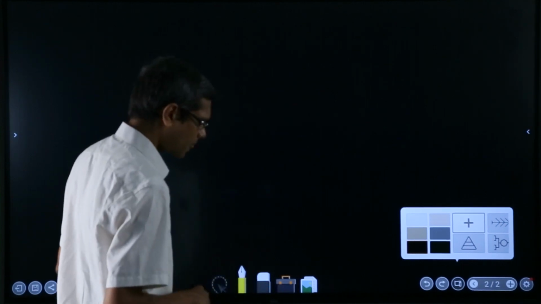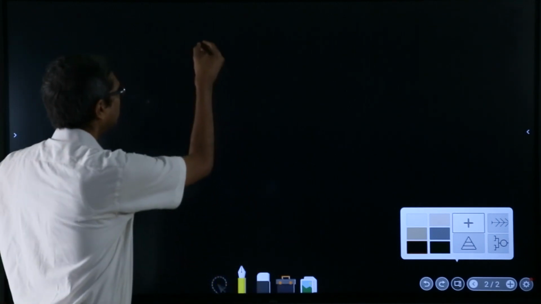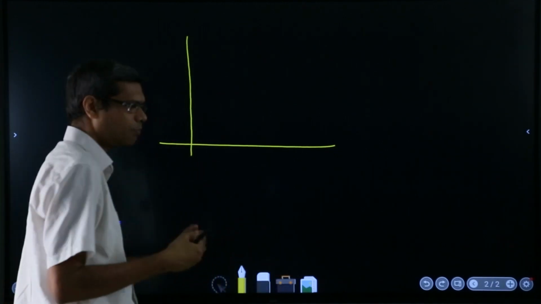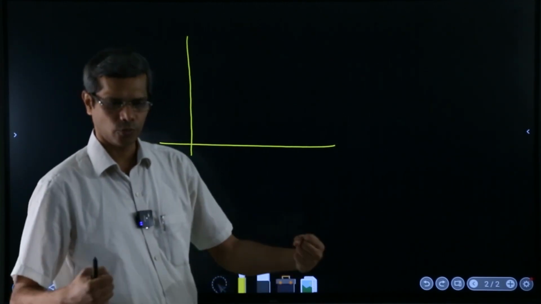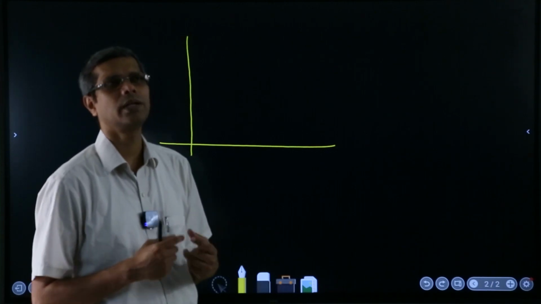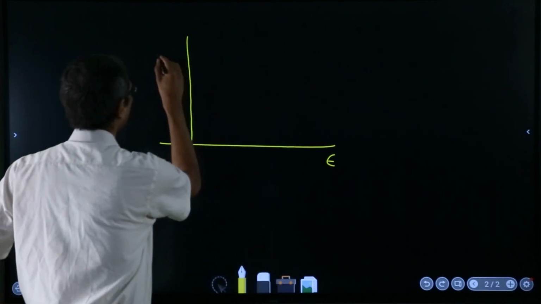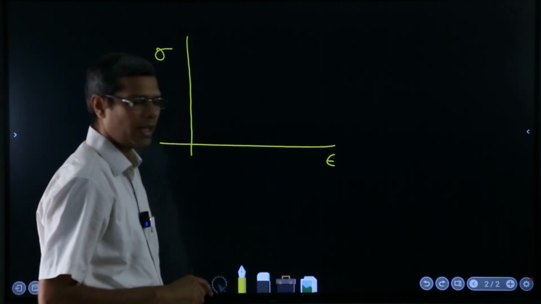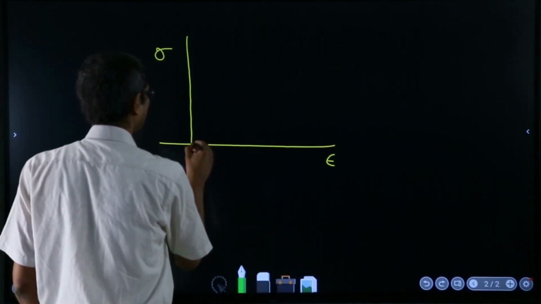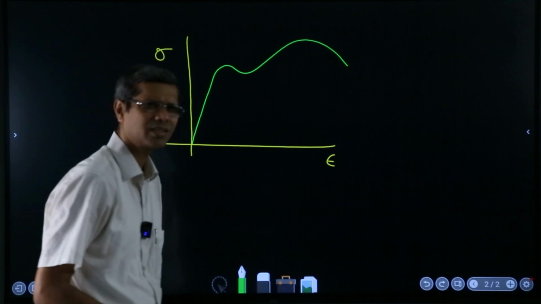For example, take any material like steel, and let us say we conduct an experiment and pull it by some amount of force, and we measure the elongation. We divide by its original length and we get the strain. We plot the strain on this side and the stress on this side. For materials like steel, you will get a curve something like that. It's a very representative curve.